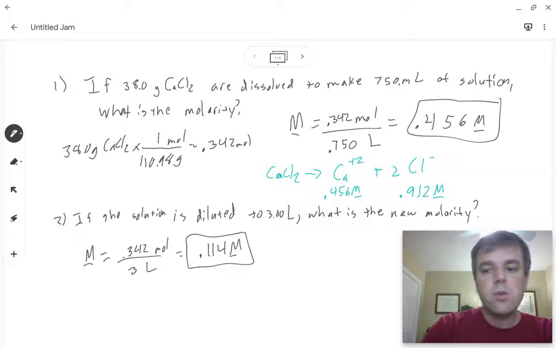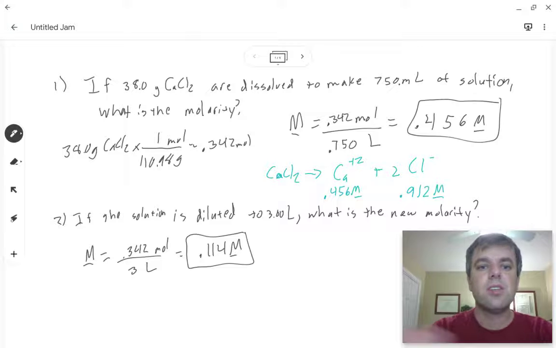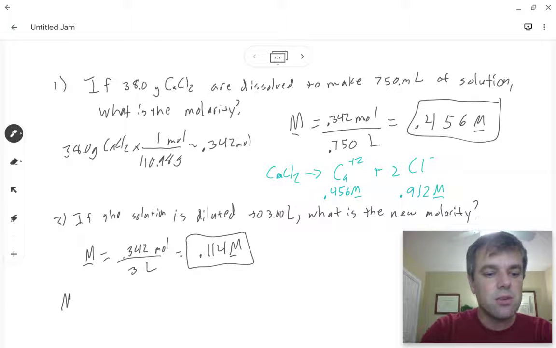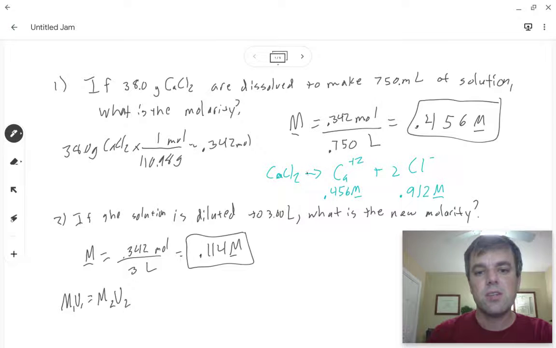Or we could use an equation that, since moles stay constant in both of these cases, we can create. It was on your honors chemistry reference tables. It says M1V1 equals M2V2. So the initial molarity times the initial volume equals the new molarity times the new volume. Because since molarity equals moles over liters, molarity times volume equals moles, and moles stay constant.